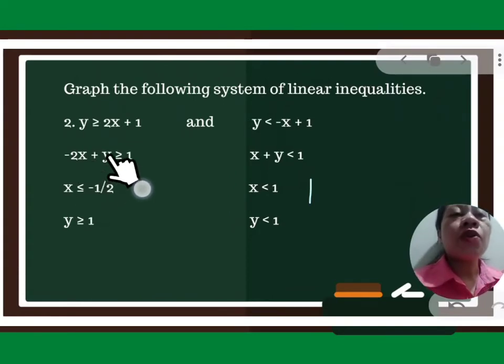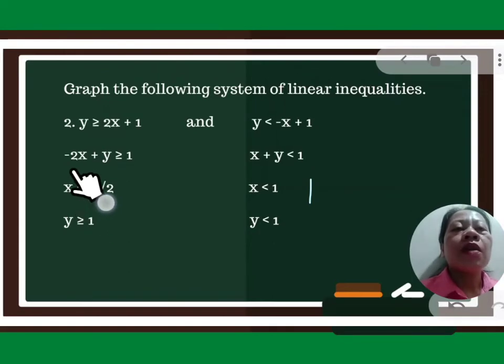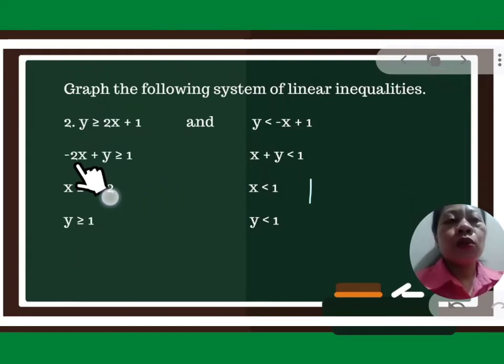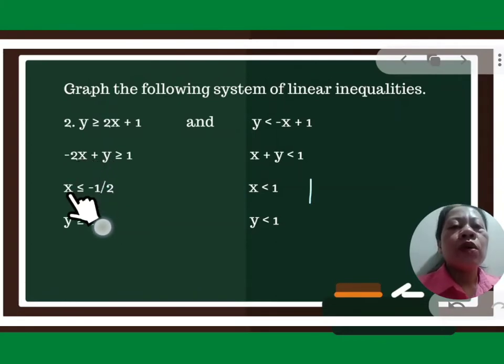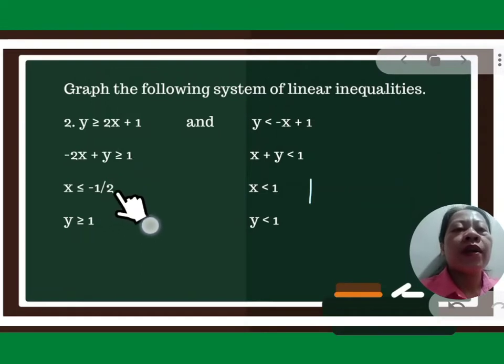So, kapag naging 0 yung y, ang maiwan na lang ay negative 2x is greater than or equal to 1. So, para i-solve natin, mawawala yung negative 2 dito na katabi ng x, i-divide natin both sides of the inequality by negative 2. So, we have negative 2x divided by negative 2, that is x, and 1 divided by negative 2, that is negative 1/2.